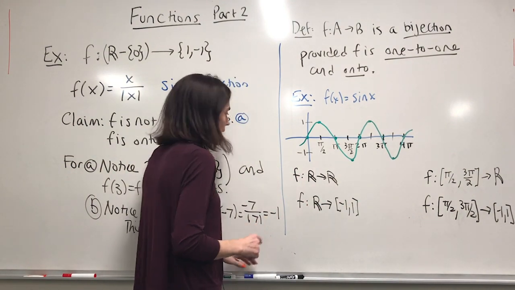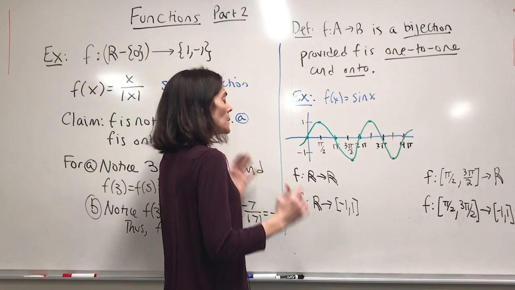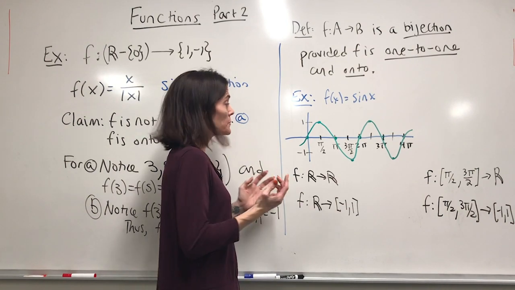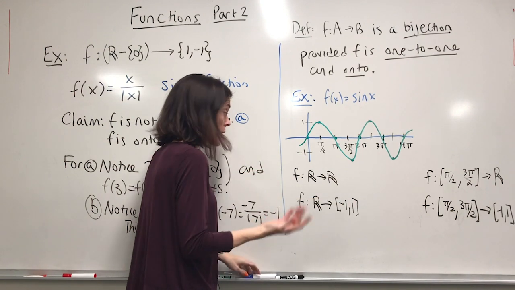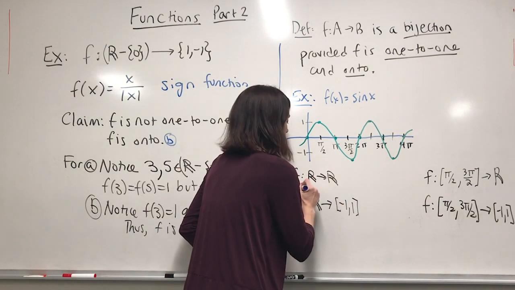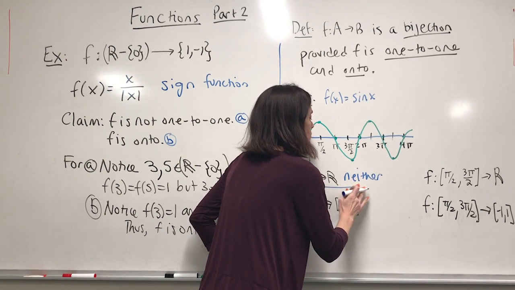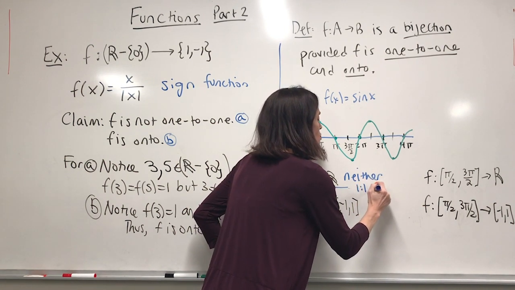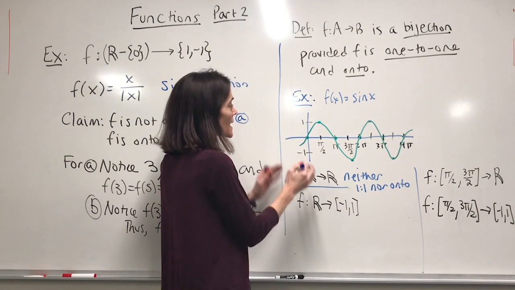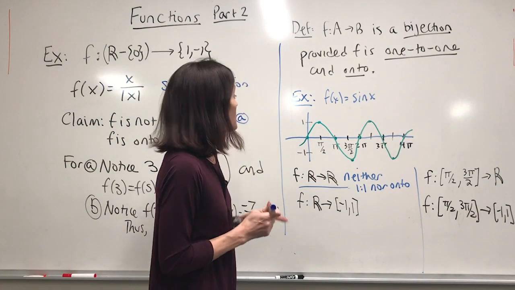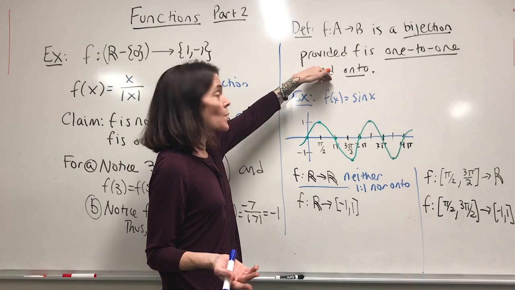Okay, so with these all listed, we have functions. But now, if you consider the whole real line and the whole real line, it's not either one, because remember we were talking last time about this horizontal line test. It's not 1 to 1. So this one is neither 1 to 1 nor onto. It's not onto because, for example, 5 is not in the image, but 5 is a real number. 5 is way up here.